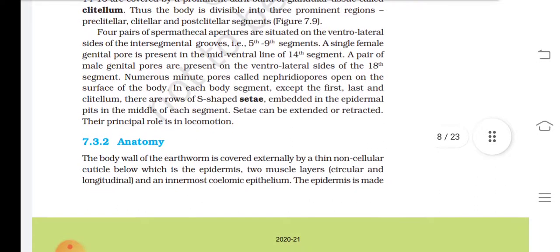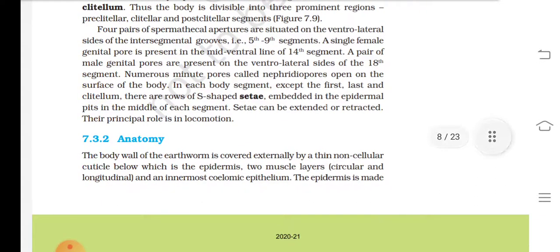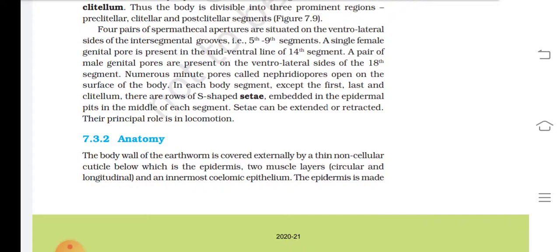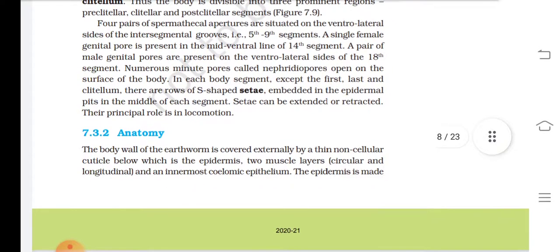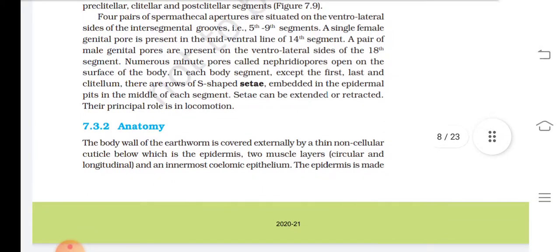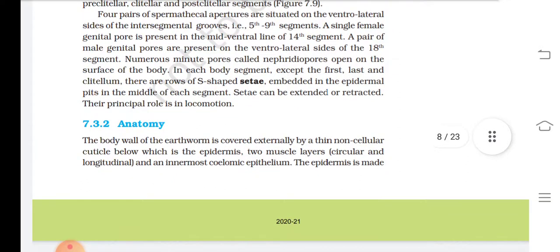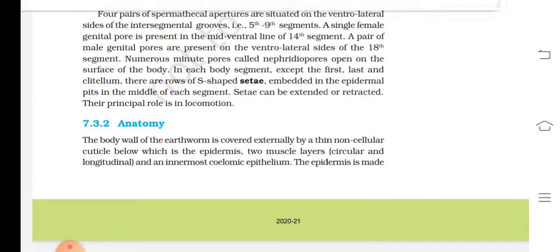Four pairs of spermathecal apertures are situated on the ventrolateral side of the intersegmental grooves, that is fifth to ninth segments. A single female genital pore is present in the mid-ventral line of the 14th segment. A pair of male genital pores are present on the ventrolateral side of the 18th segment. Numerous minute pores called nephridiopores open on the surface of the body in each body segment except the first, last and clitellum.